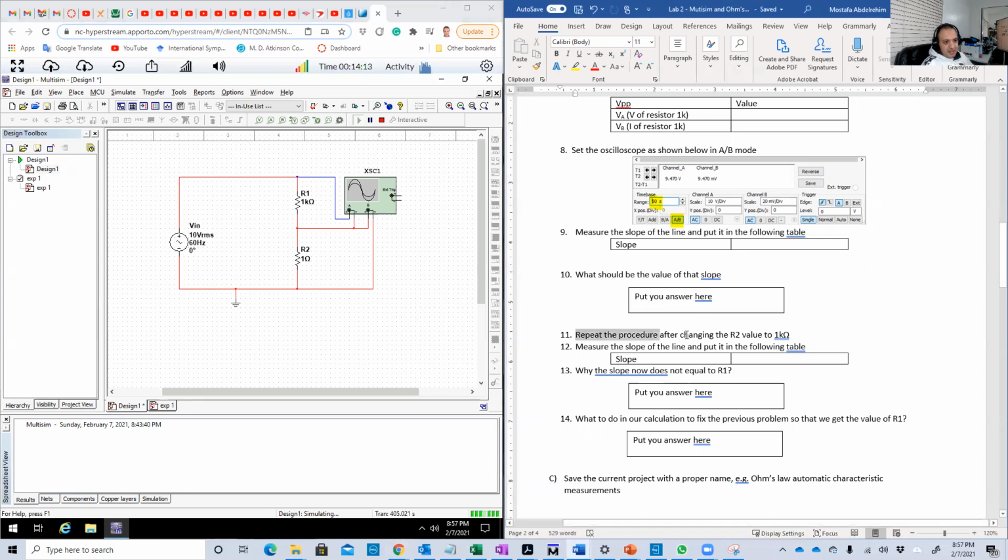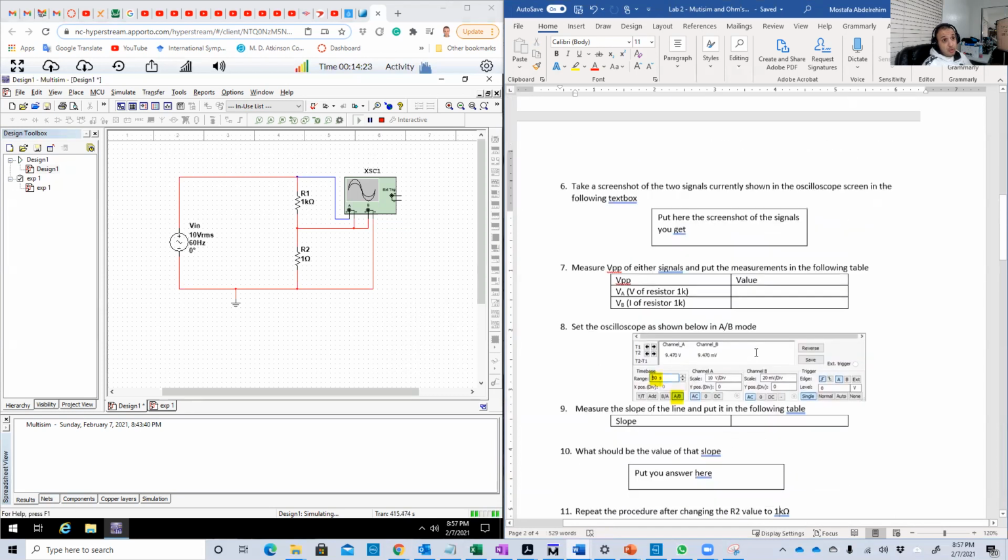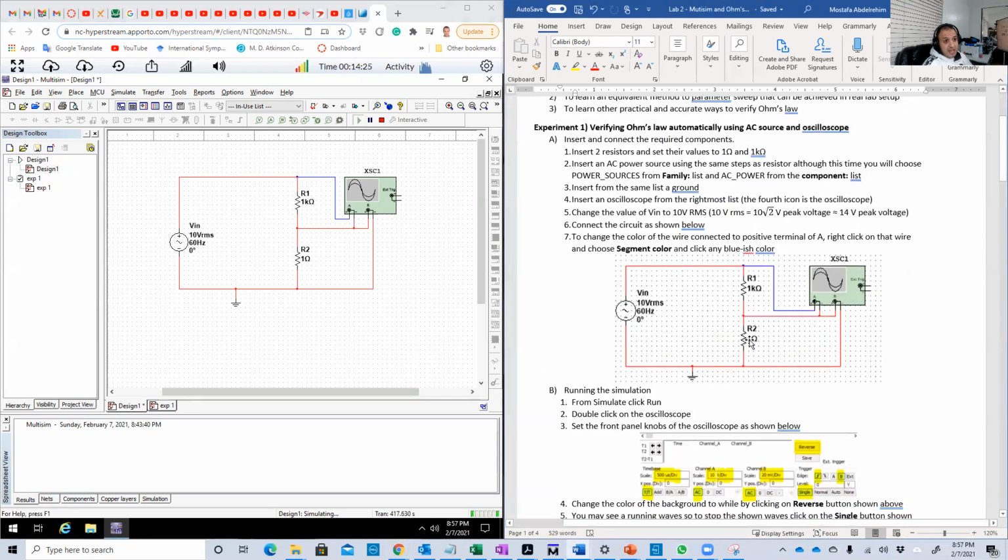We start here from point 11, in which I want you to repeat the same procedure again, but after changing R2 to 1 kilo ohm. 1 kilo, not 1 ohm. So it was 1 ohm. Okay. Now we're gonna make it 1 kilo ohm. Still we want our slope to equal 1000. So let's see what will happen if we change R2 to 1 kilo ohm.